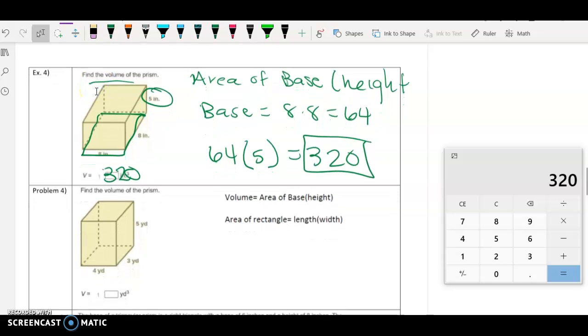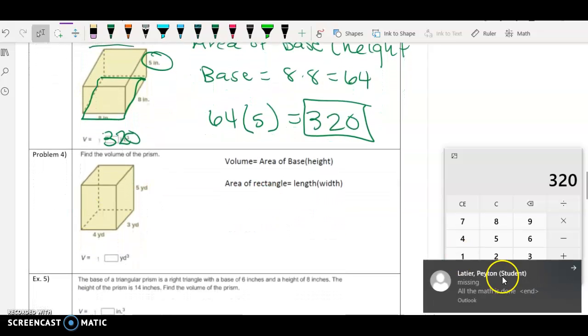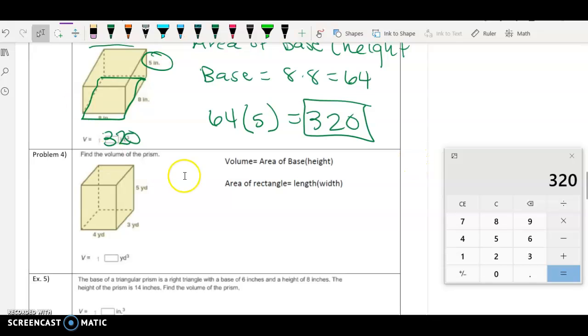So you're going to do problem 4 on your own. No, you're not checking your answer. You are going to move on to the next question.